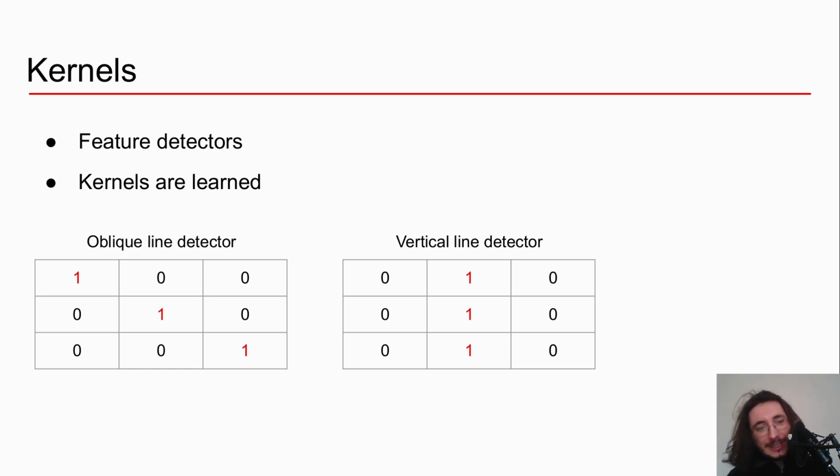So basically we can have a bunch of different kernels that detect different features. For example, this kernel here, which has these ones on this diagonal, is able to detect oblique lines, like diagonals, right? Whereas this type of kernel here could be used to identify vertical lines. And so this is a vertical line detector, right?